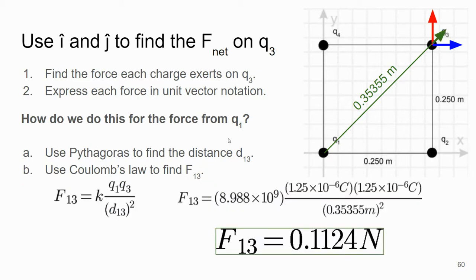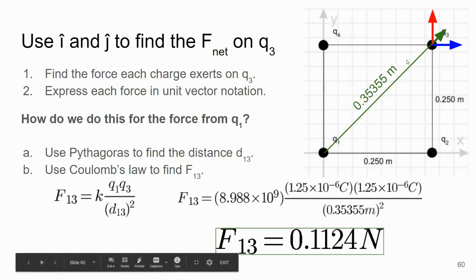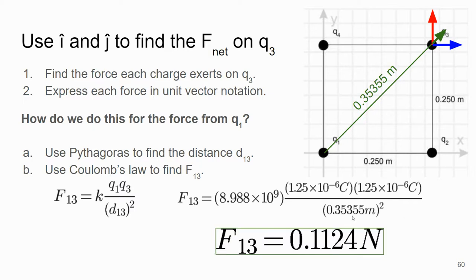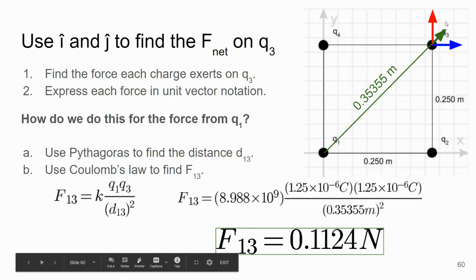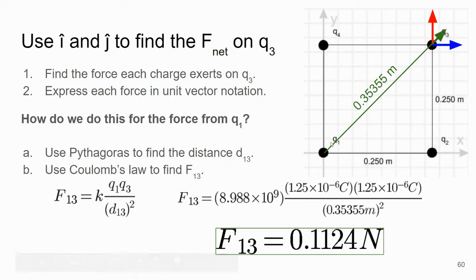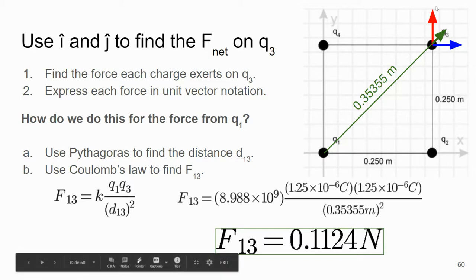So Pythagorean theorem gives us this, just 0.250 meters squared plus 0.250 meters squared gives you the hypotenuse squared. You take the square root, you get this. And then plug that into Coulomb's law. That gives us this force. So the little green arrow here, it's not as big as the other ones because it's the same amount of charge, but it's further away. So now we have that one.